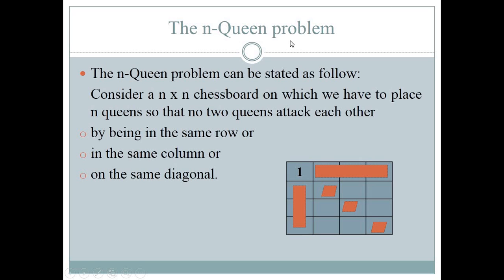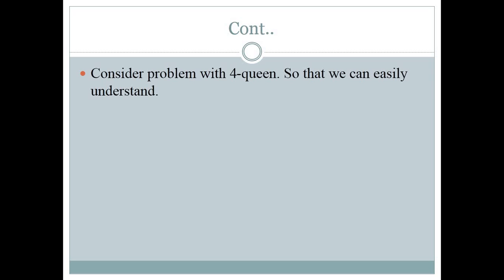So the N Queen problem states that we have to find places for n queens so they cannot attack in the same row, same column or same diagonal. If we have a 4 cross 4 chessboard, then we have to place 4 queens on it. If we have an 8 cross 8 chessboard, then we have to place 8 queens on it. Okay, so consider a problem with 4 queens so that we can easily understand the working of this backtracking solution.